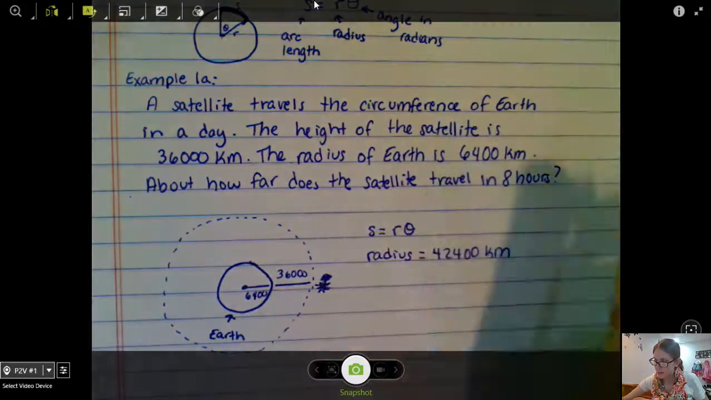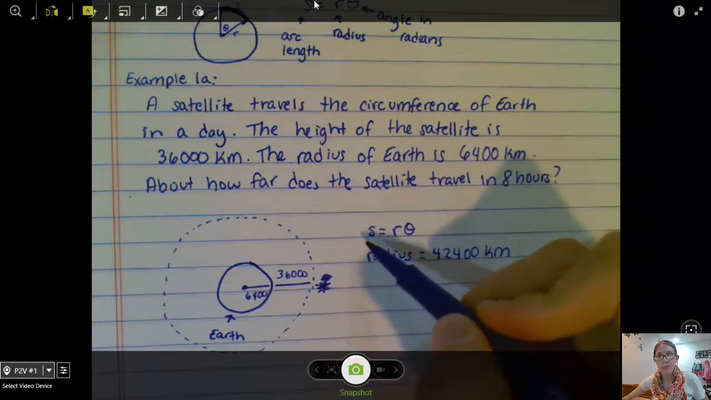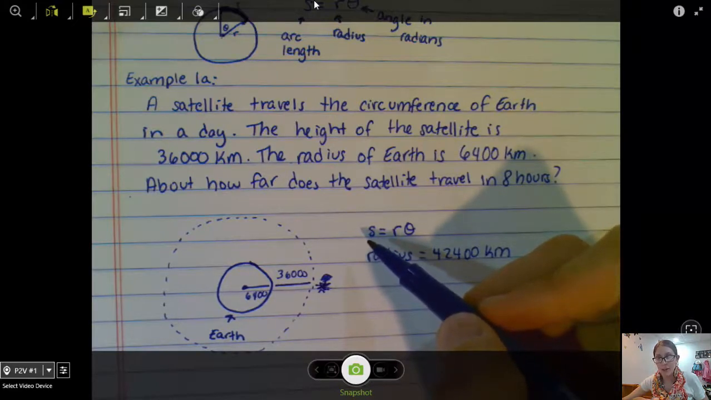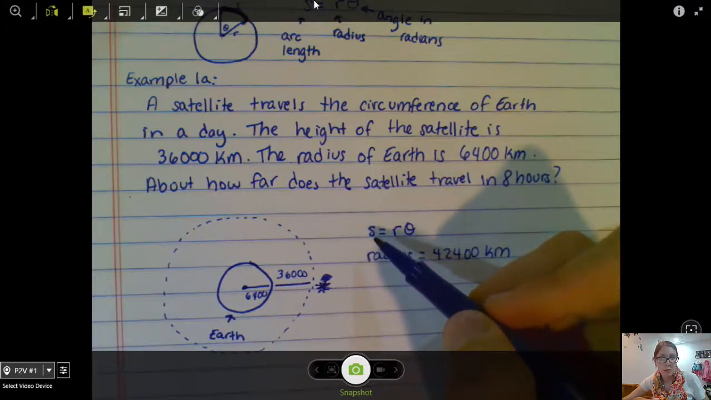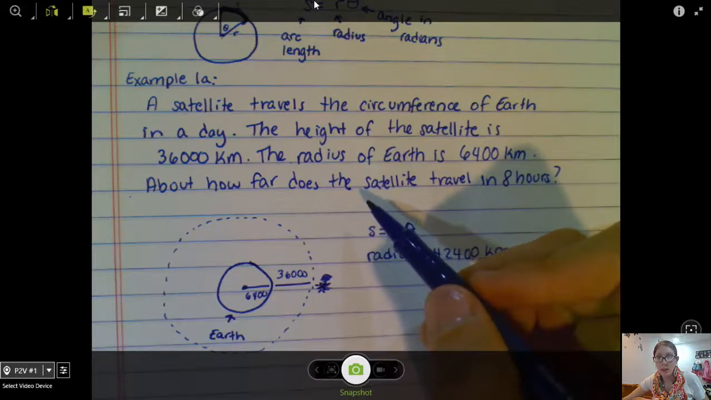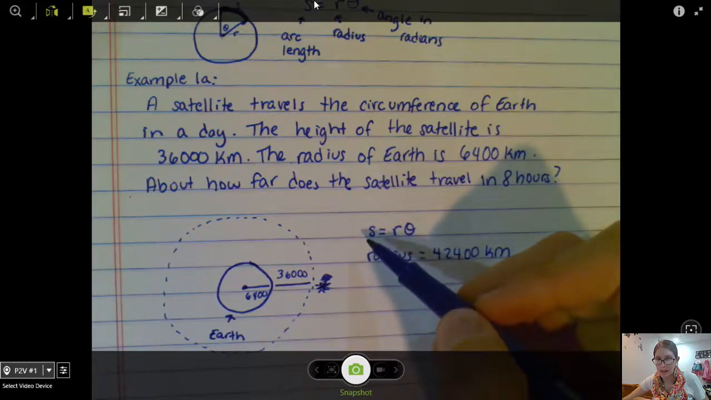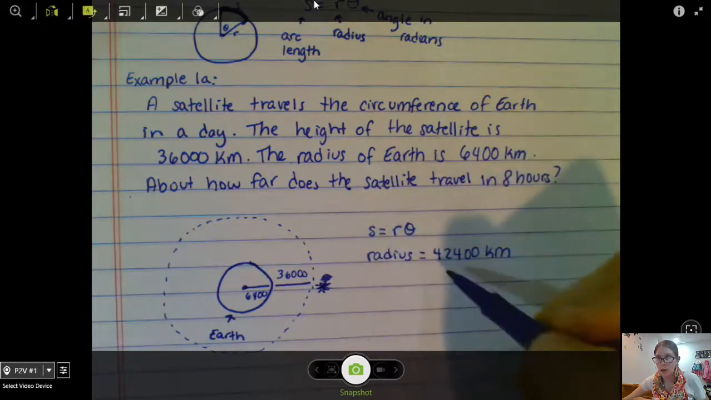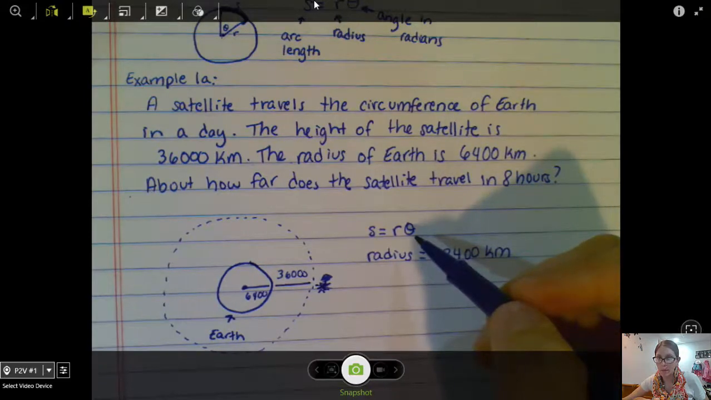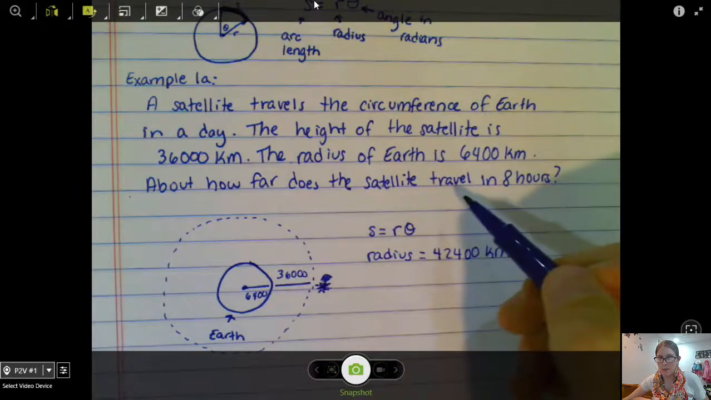Well, if we look at our equation, S equals R times theta. S is the arc length. Well, if we're trying to figure out how far that satellite travels in 8 hours, we're really looking for an arc length here. We're trying to find S. R we know now. Theta we have to figure out. That's where our time comes in.